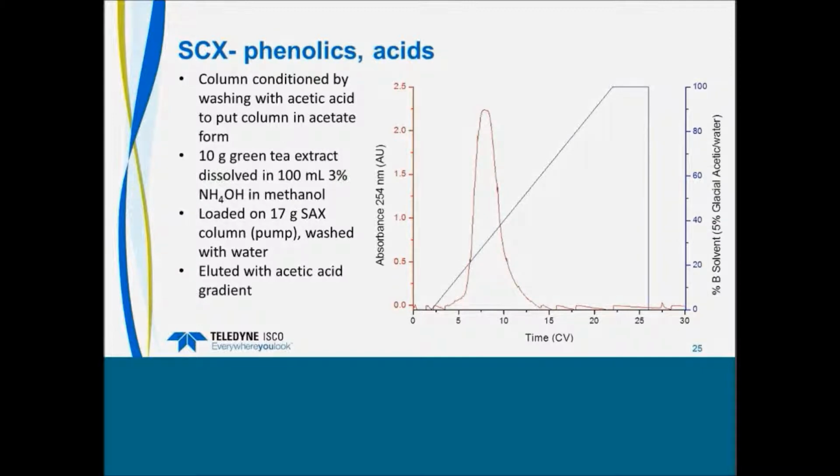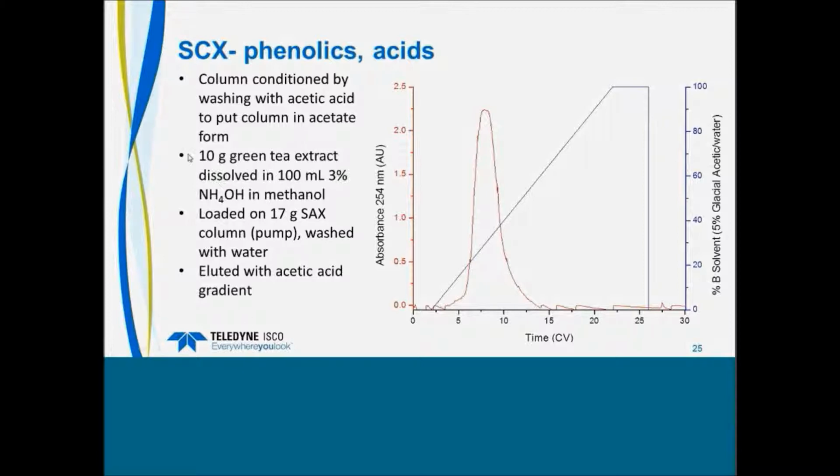The other ion exchange column is the strong cation exchanger, and these are good for phenolics and other acids. In this case, I find I just need to run a single gradient as opposed to all of the other methods that we've seen earlier today. When we ship a column, the counter ion on the column is chloride, and I find that if the compound is in the chloride form, compounds don't really bind to the column very well, so I wash the column first with acetic acid to put the column in the acetate form.